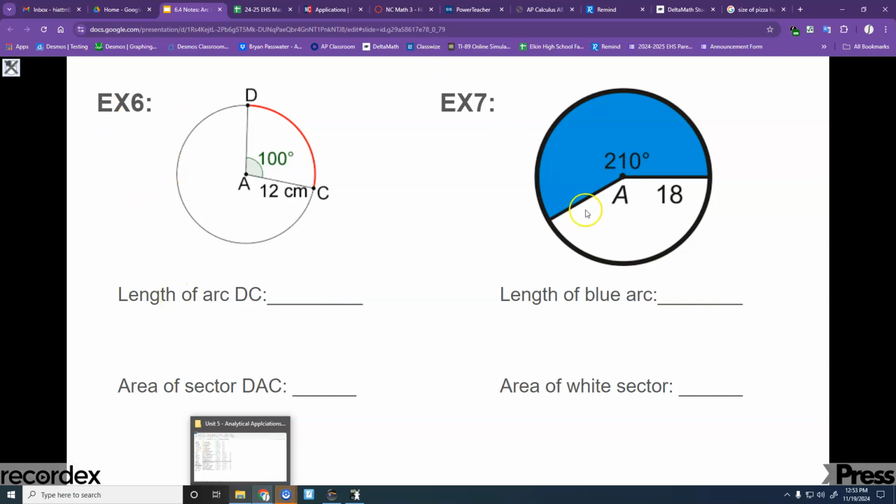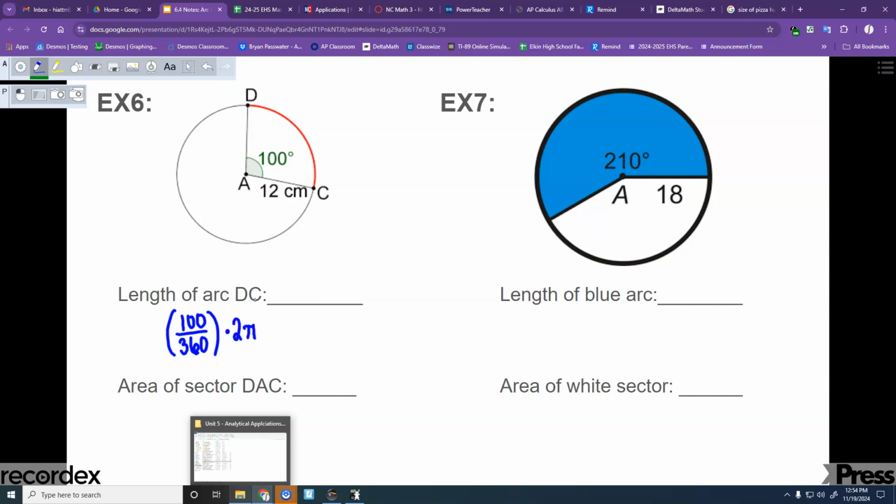So if I look at these two examples that I have right here, for both of these examples, I'm asked for a length of the arc and the area of the sector that is shown. So for this first problem, for my length of arc DC, your arc length is a fraction of your circumference. So you're going to do 100 divided by 360. That's your fraction times the circumference. Circumference is 2 pi times the radius. Our radius is 12 here.